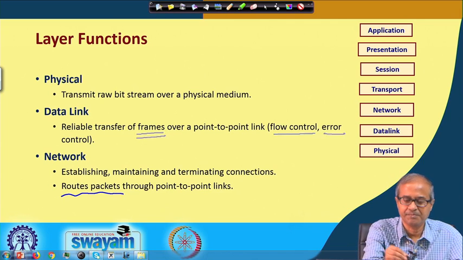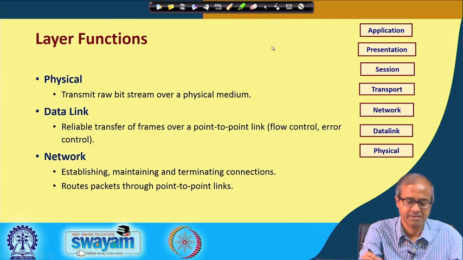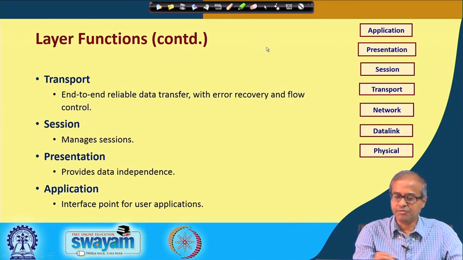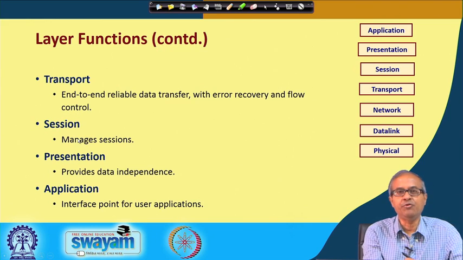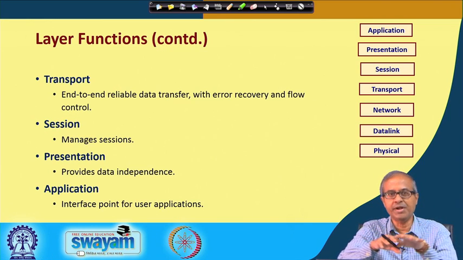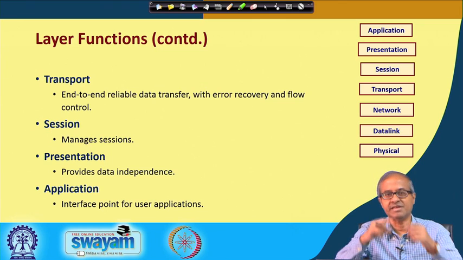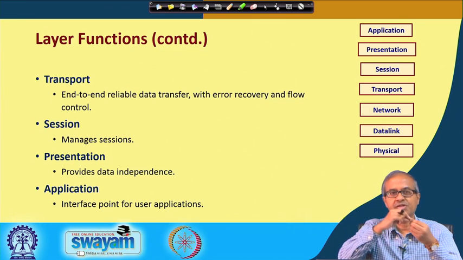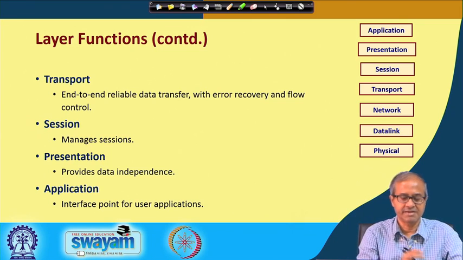network layer. Now, the upper 4 layers are end to end layers, that means the point to point links are not aware of these layers, it is directly between the source and the final destination.